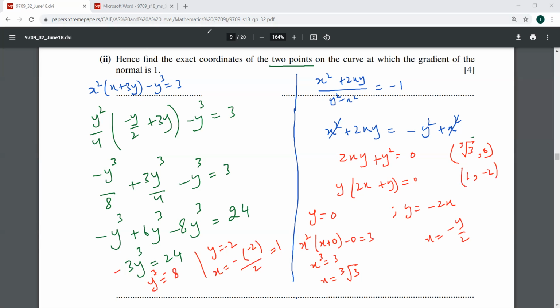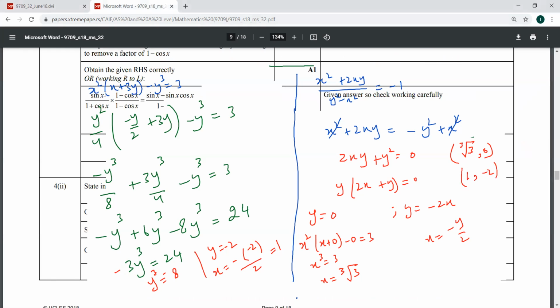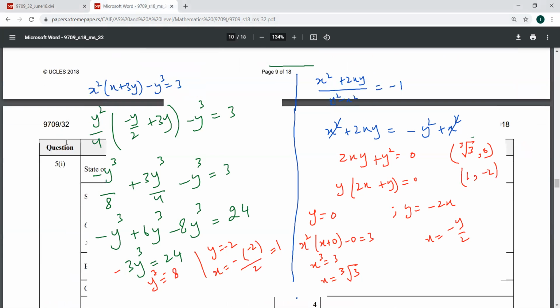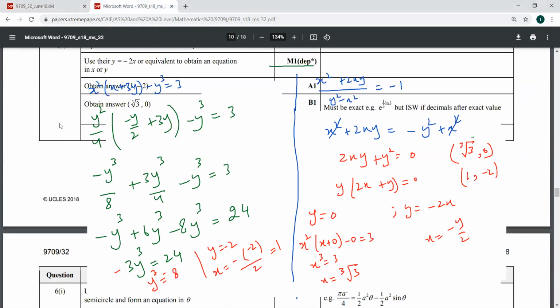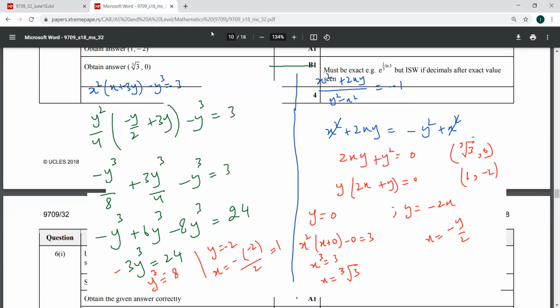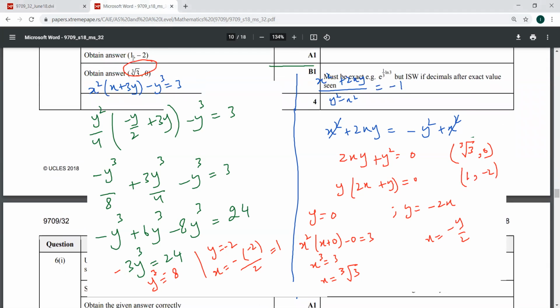Let's check the answer. This was question number 5 part 2. You can see this is one of the answers, cube root of 3 comma 0. That is what we were going to miss. And the other answer is here, 1 comma minus 2. So alhamdulillah, this is perfectly all right. So this is your answer here for this question.